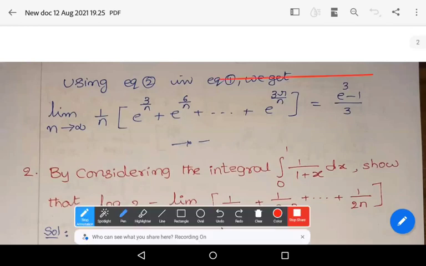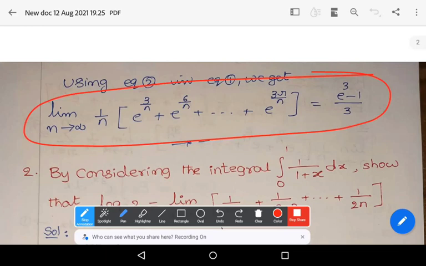Limit n tends to infinity of 1 by n times e power 3 by n plus e power 6 by n plus and so on plus e power 3n by n is equal to e power 3 minus 1 by 3.